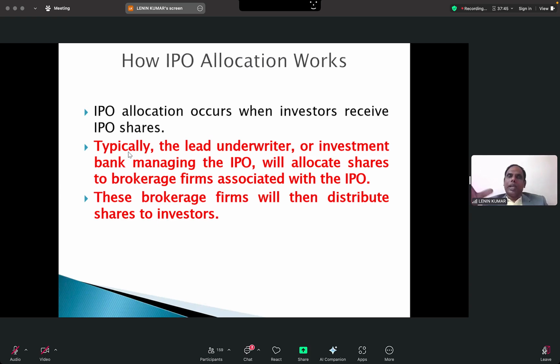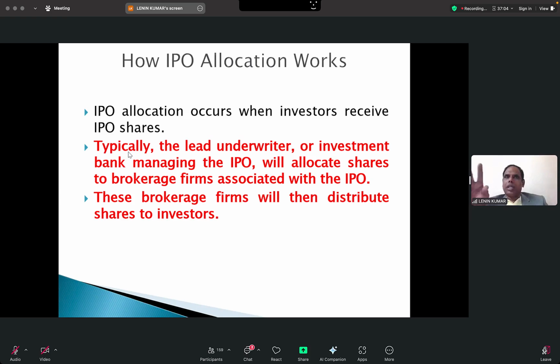Even tomorrow, if you are going to buy MR properties, you will sit in front of the system and purchase. But actually, from where are you purchasing? Only through a broker. The broker will buy and keep all the shares in advance, and you are buying from the broker, not directly from the company. Try to understand that point. So now allocation is prepared by the investment bank, in our example NBD. To whom are they allocating? First, to the brokerage firms. The brokerage firms will allocate to the investors.